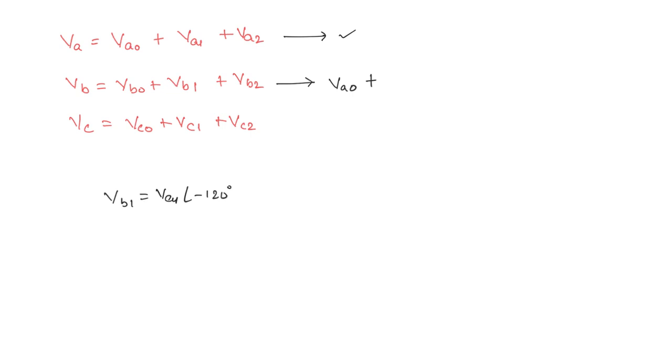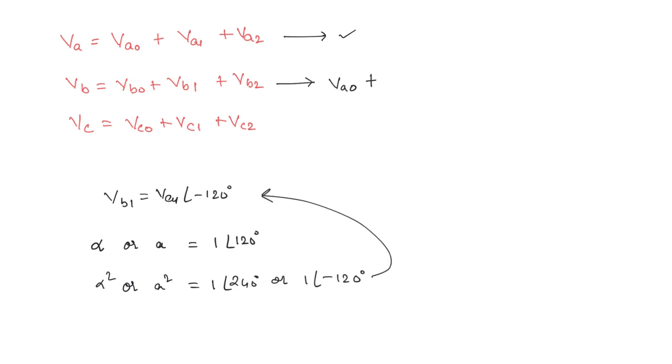So here we will be making use of a parameter called alpha. It is also often written as small letter a. Okay. So you can use anything, alpha or small a. This we take as 1 angle 120 degrees. Okay. So if you square this alpha square or a square, you are going to get 1 angle 240 degrees, or the same thing in negative phase it is minus 120 degrees. Okay. So if you substitute this here, what will you get? VB1 is equal to alpha square VA1. So here alpha square VA1.